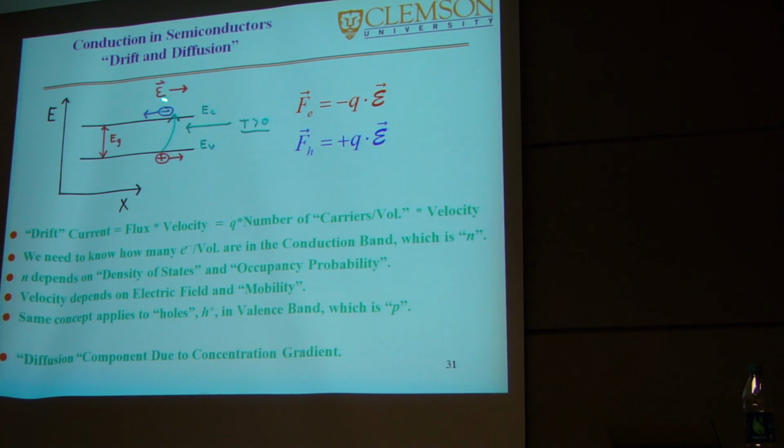So how can I figure out how many electrons are there? Well, it depends on a lot of things. It depends on that band gap. It depends on the temperature. It depends on how many empty states there are up here, because there are only a finite number of possible states that can be occupied up here.